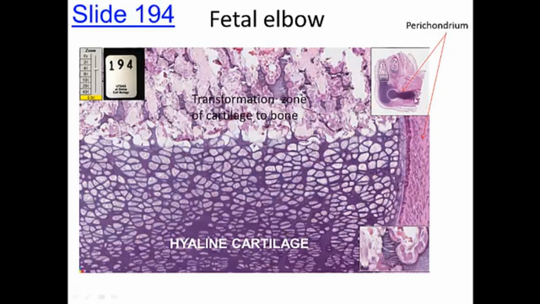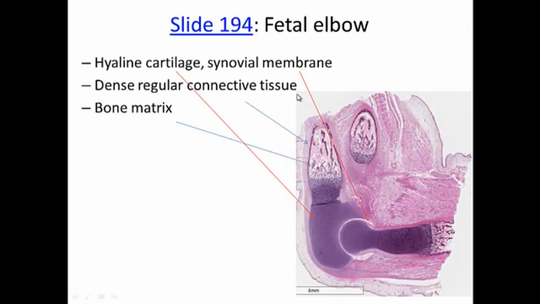So if we take a look at a joint, this is a joint of a fetal elbow, and we can see the capsule around the cartilage, the perichondrium, and then we can see there's a host of cells, there's blue cells here, this hyaline cartilage, and right at the growth plate, right in through there, the cartilage is transformed to bone, and we'll talk about that.